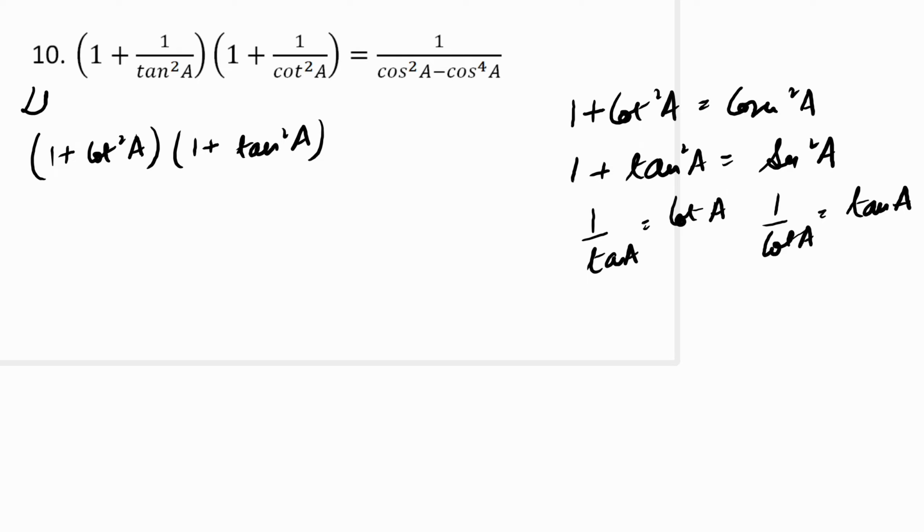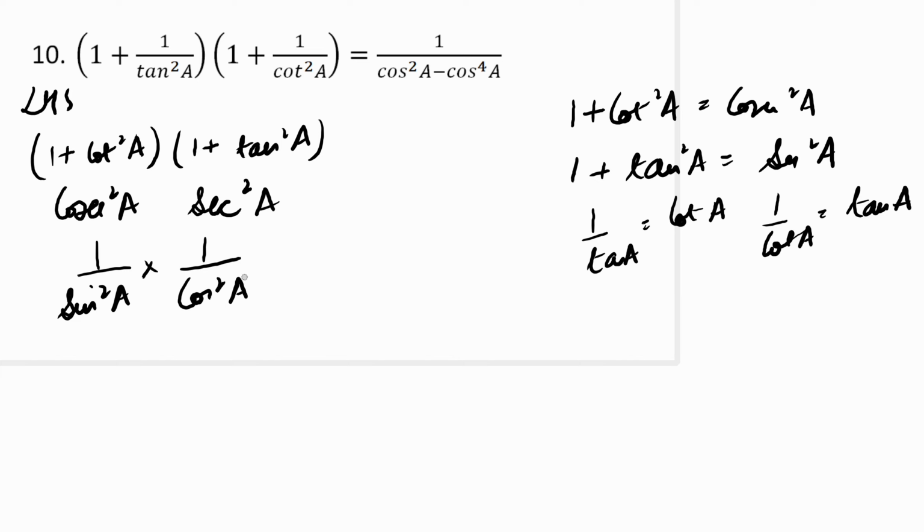I can write 1 + cot square A, 1 + tan square A. This is my left hand side. Instead of 1 + tan square, I have written cot square A, and instead of 1 + cot square, I have written tan square A. And then what can I do? Instead of 1 + cot square A, I can write cosec square A, and 1 + tan square, I can write sec square A. Cosec square A, I can write as 1 upon sin square A. Sec square, I can write as 1 upon cos square A. Sin square A I can write as 1 minus cos square A.